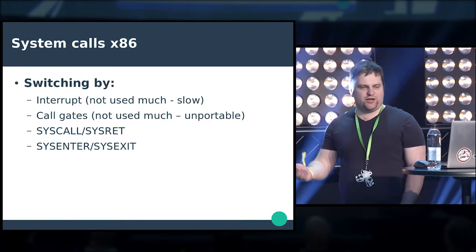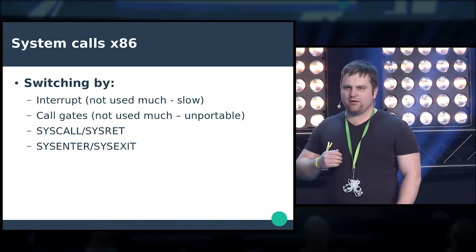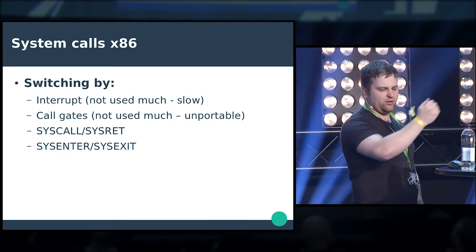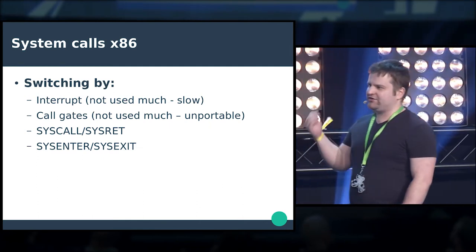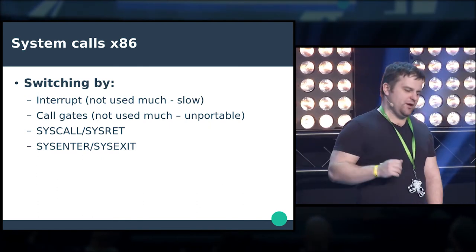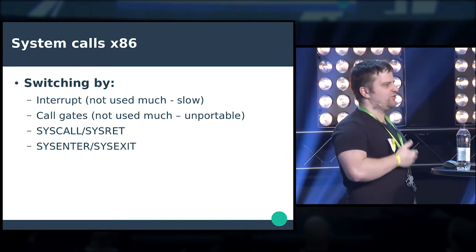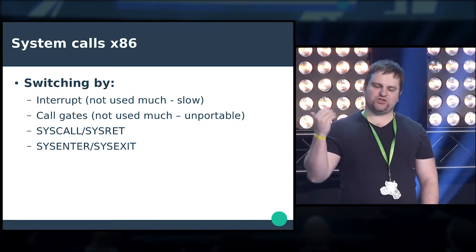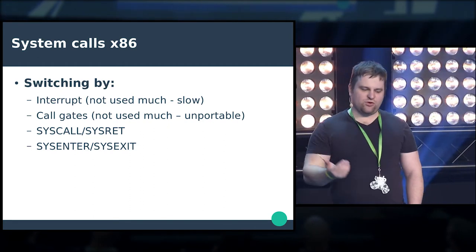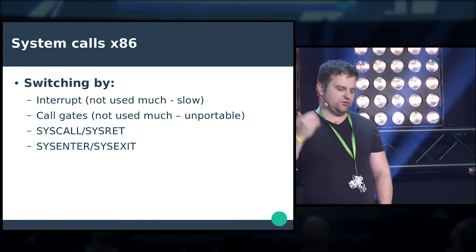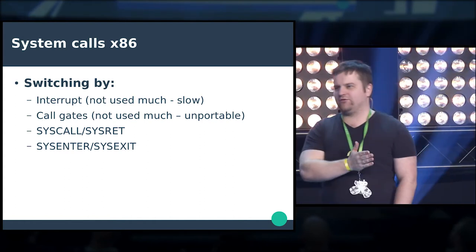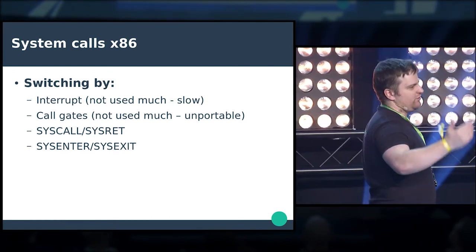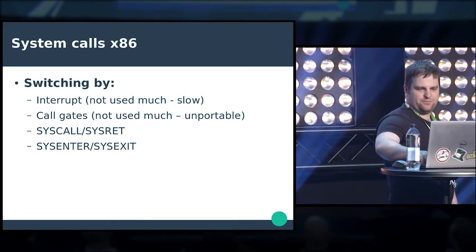Now, in the case of x86, in the past and overall, there are four main possibilities for switching into the kernel. The interrupts were used quite some time ago, but they are kind of slow. Then call gates, which are not used because they are not that portable. And then there are special machine code opcodes like syscall and sysenter to go to the kernel, and sysret and sysexit to go out of it. Now, there are two variants because one is used by AMD and the other by Intel, but they pretty much do the same thing.